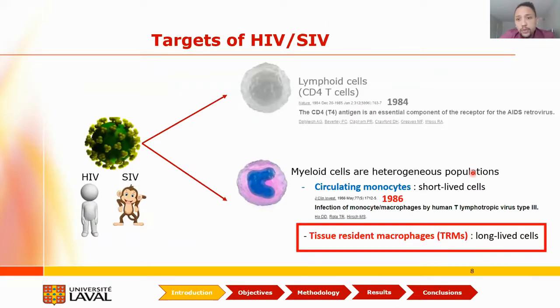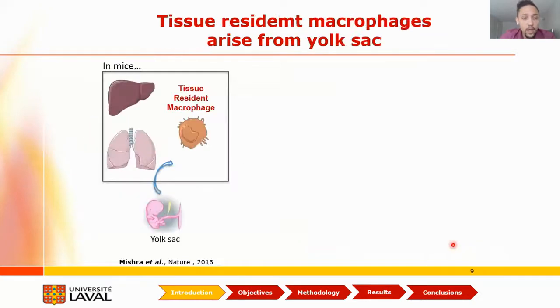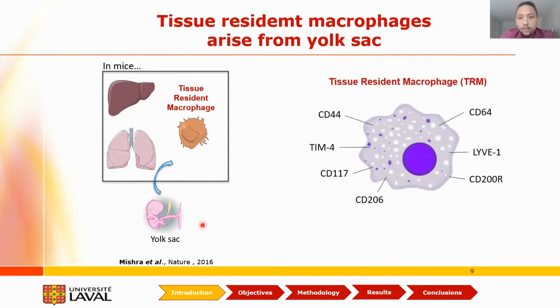However, little is known so far about long-lived tissue-resident macrophages, called here TRMs. Studies in mice have shown that the liver and lung also contain tissue-resident macrophages, which are not derived from bone marrow, but from the yolk sac. And to characterize these cells, several membrane biomarkers are proposed, such as CD44, TIM4, CD117, CD206, CD64, LIV1, and CD200R.